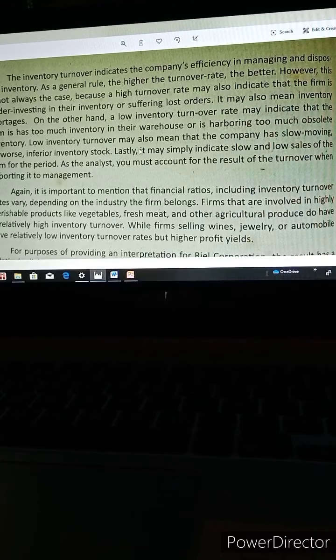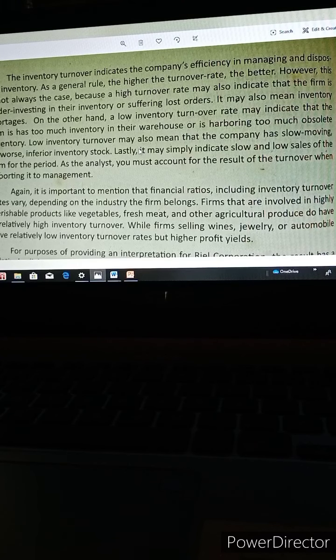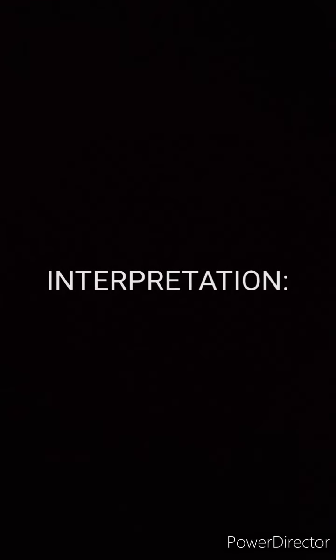On the other hand, a low inventory turnover rate may indicate that the firm has too much inventory in their warehouse or is harboring too much obsolete inventory. Low inventory turnover may also mean that the company has slow-moving or worse, inferior inventory stock. Lastly, it may simply indicate slow and low sales of the firm for the period. As the analyst, you must account for the result of the turnover when reporting it to management. So for purposes of providing an interpretation for Real Corporation, the result has a relatively slight unfavorable inventory turnover.